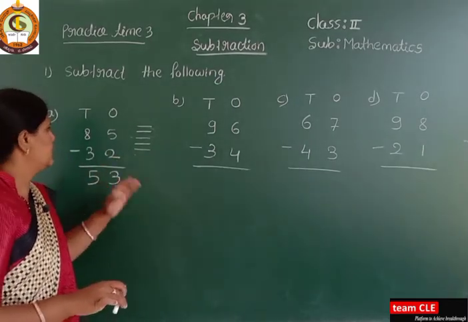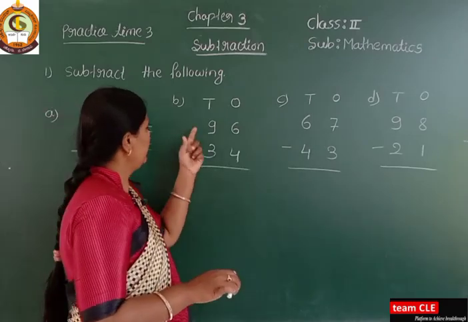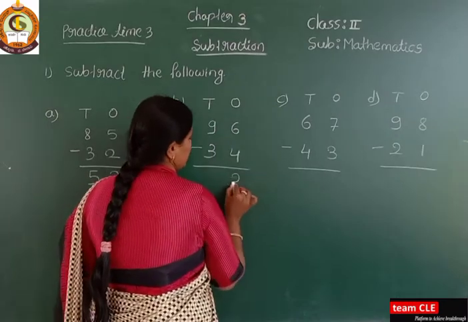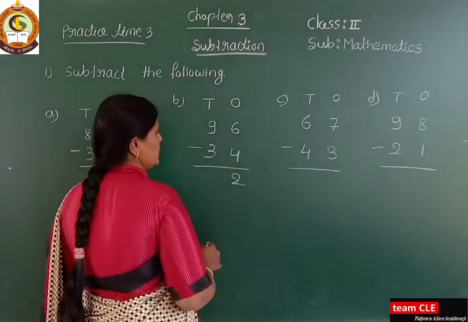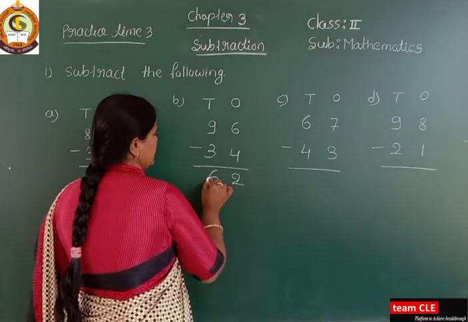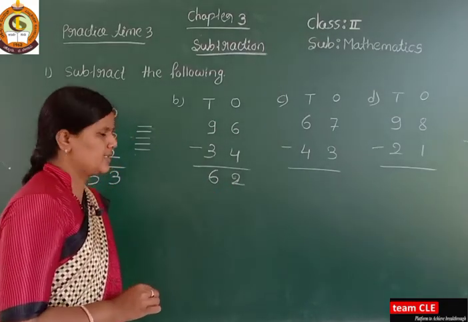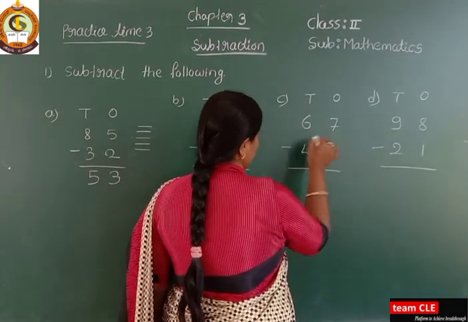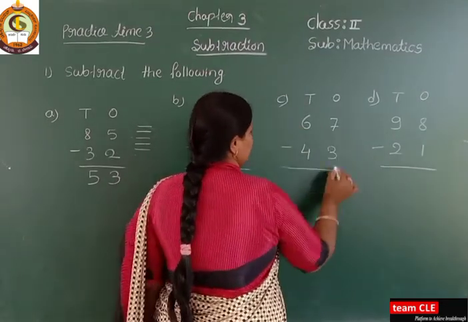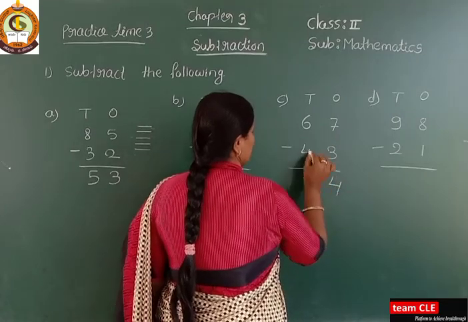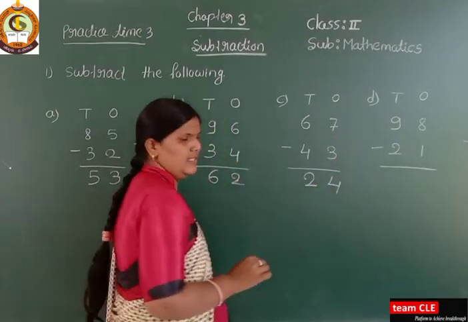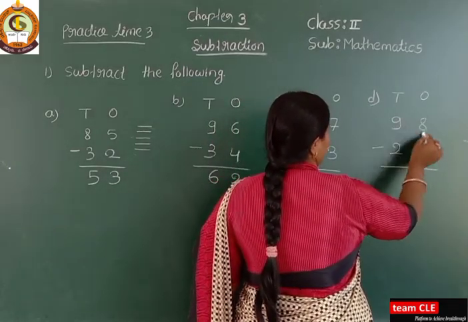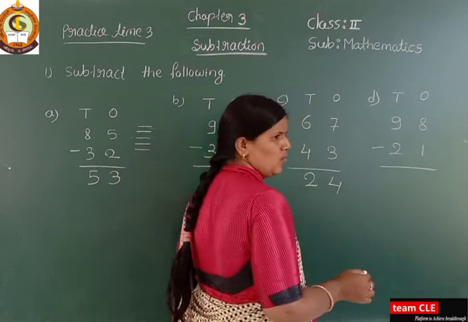Okay. Next, B1, 96 minus 34. 6 minus 4 is how much? 2. 6 minus 4 is 2 and 9 minus 3 is 6. So the answer is 62. Next, C1, 67 minus 43. 7 minus 3 is 4. 6 minus 4 is 2. So the answer is 24.